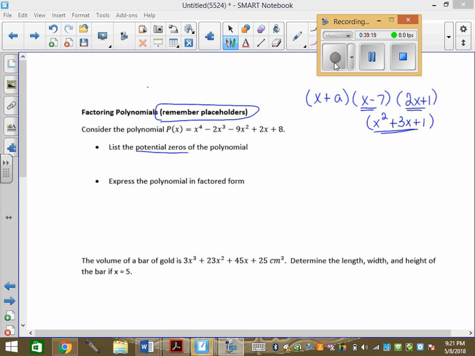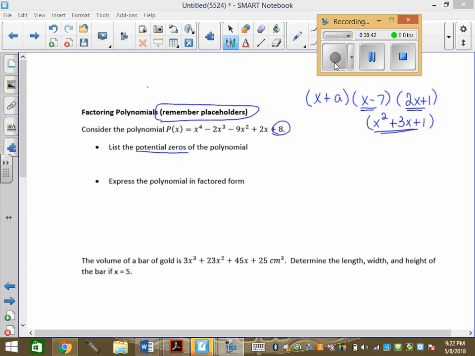It says determine the potential zeros. We look at this back number 8 and we list all the factors of it. Those are the potential ones. If you didn't have your calculator and you couldn't look for x-intercepts off of your table, you would have to test these potential zeros to see which one gets you a remainder of 0. Therefore, you know it's a factor, and therefore you can actually use it to factor.